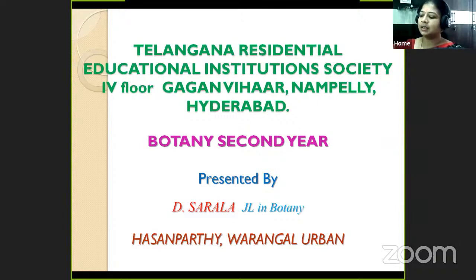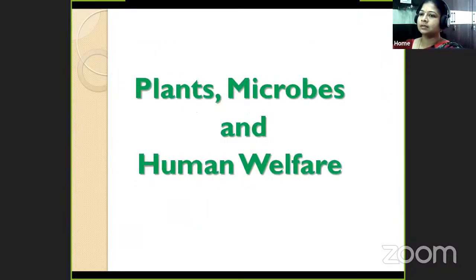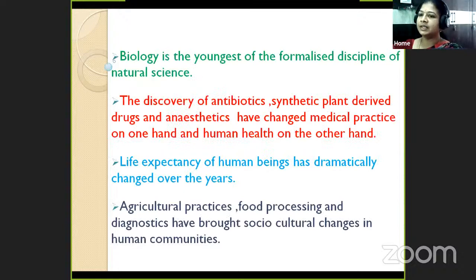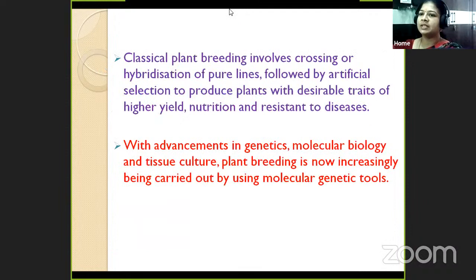All the steps are not completed. So in the plant breeding process, there are 5 main steps. Those 5 steps were not completed in the previous class. Once again, I repeat these steps.